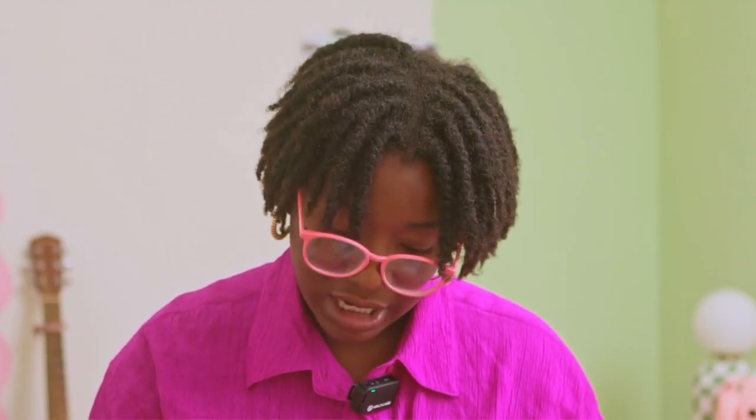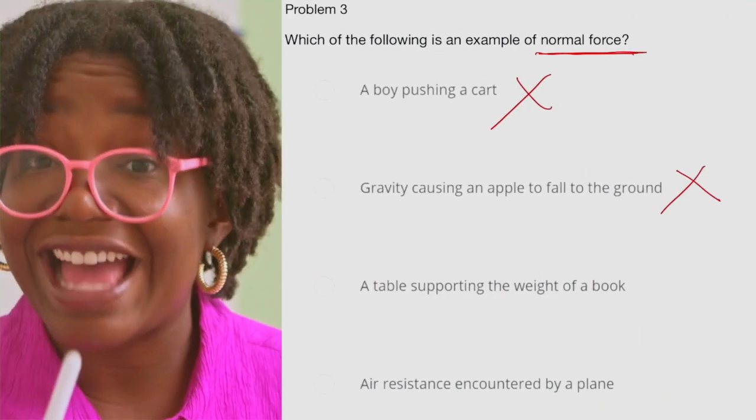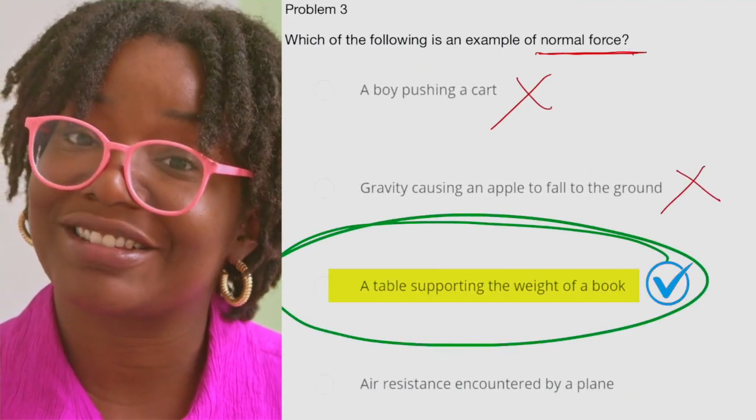Option number 3, a table supporting the weight of a book. So we think about that table exerting force on that book. Now the table is beneath the book, which means that force from the table is being pushed upward. And that is what we call a normal force.